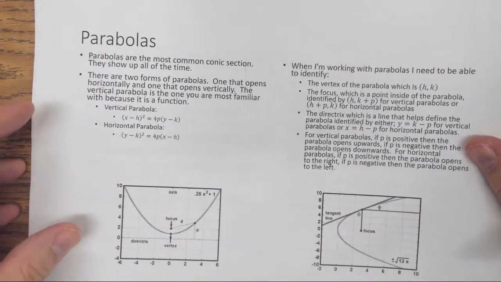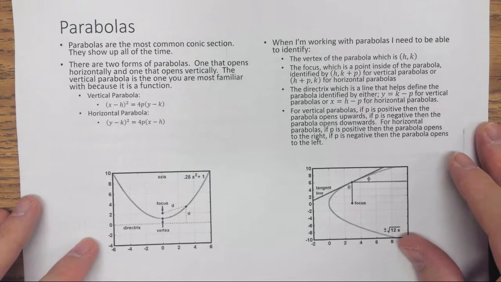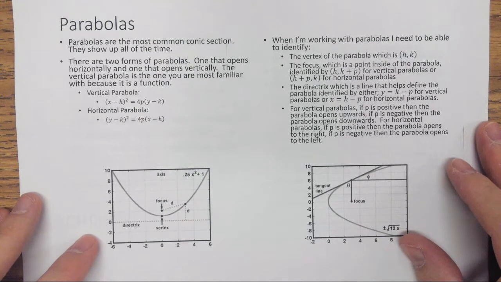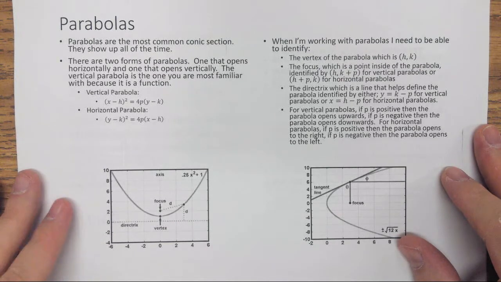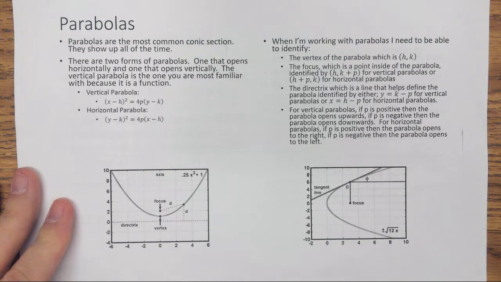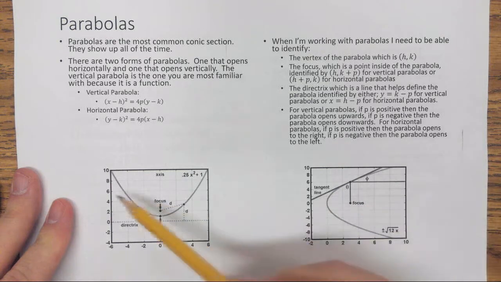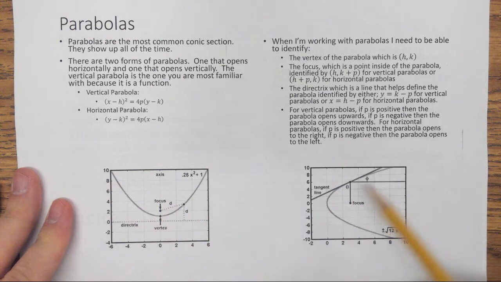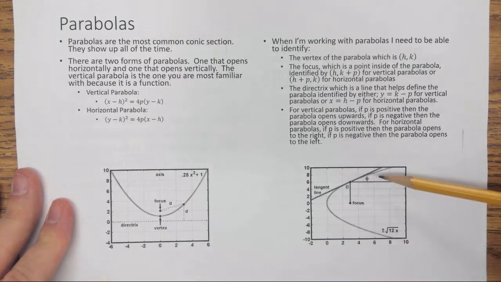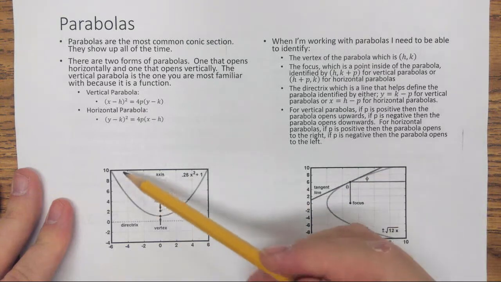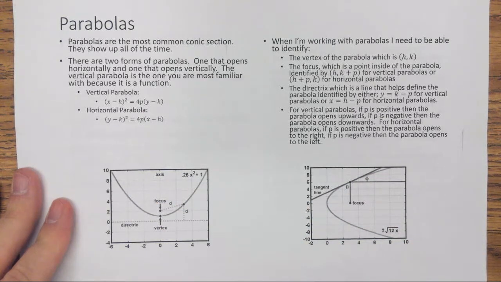Now let's look at parabolas. I'd say parabolas are the most common conic section. They show up all of the time. We've done tons and tons of work with parabolas. There are 2 forms of parabolas, one that opens horizontally and one that opens vertically. So sometimes they'll look like this. Sometimes they'll look like this. You guys have never worked with them when they're opening horizontally, because these are not functions, and these are the most common that we use because they are functions.